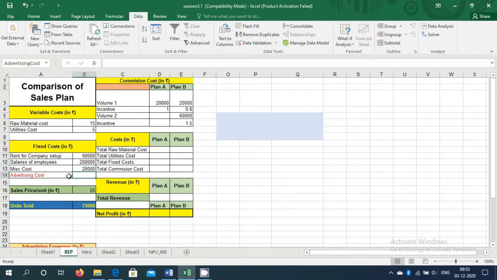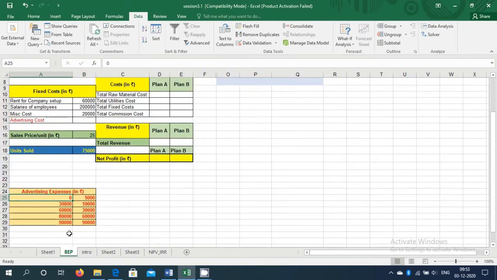But advertising cost is an aspect where, even if it is 0, you still have to pay the ad agency this amount. If it is between 3,000 and 6,000, it would be 10,000. If it is 60,000, then the appropriate amount is written in the second column of this table. For 90,000 units it is 90,000. These are the units, and these are the rupees written over here. So these are the advertising costs.